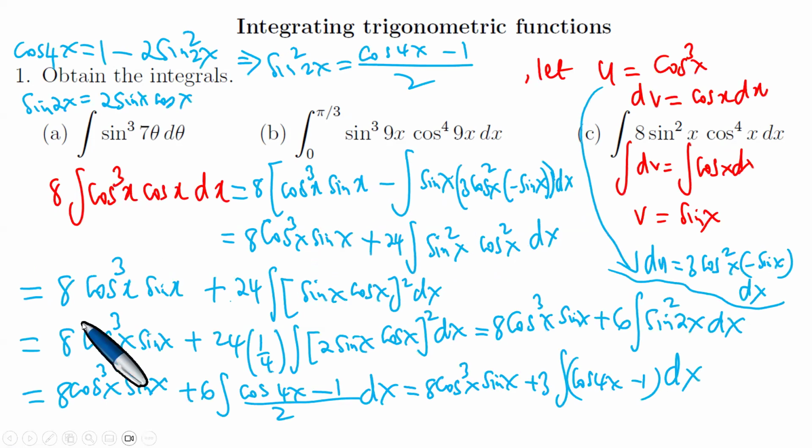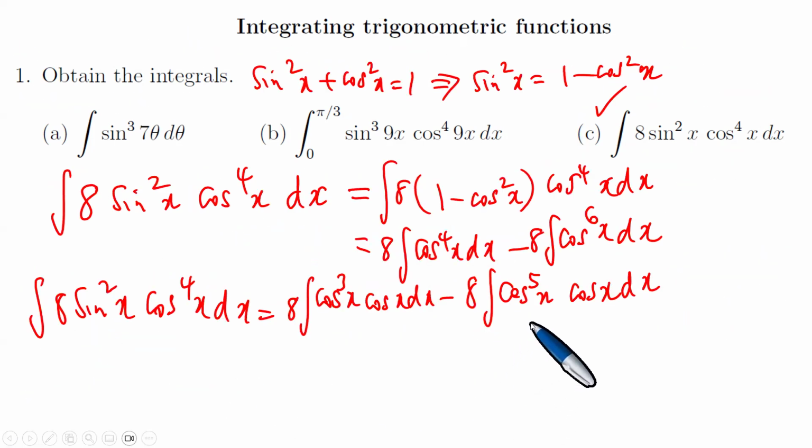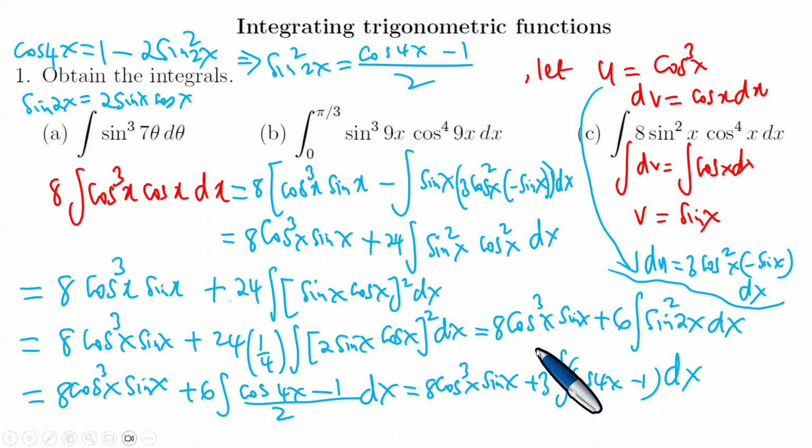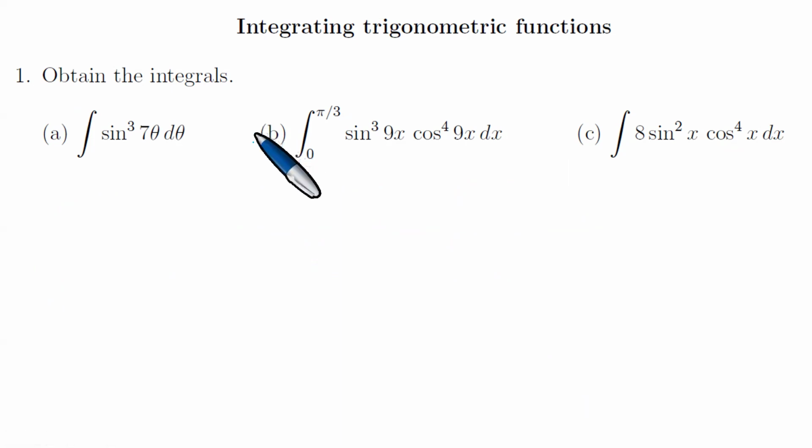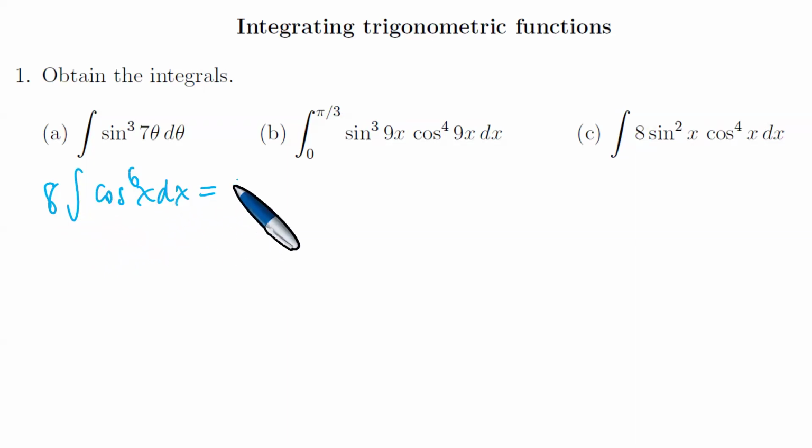The next one is this one. We also have cosine to the 6th power of x dx, which we broke down to 8 cosine to the 5th power, cosine 5x. So we need to do that one, the cosine to the 6th power. We proceed as follows. We can take 8, the integral of cosine to the 6th power of x dx, and 8, the integral of cosine to the 5th power of x dx.